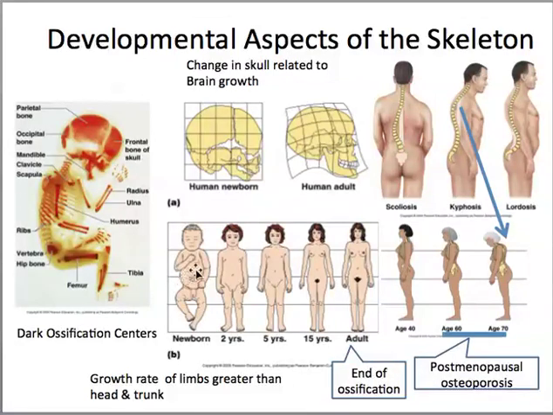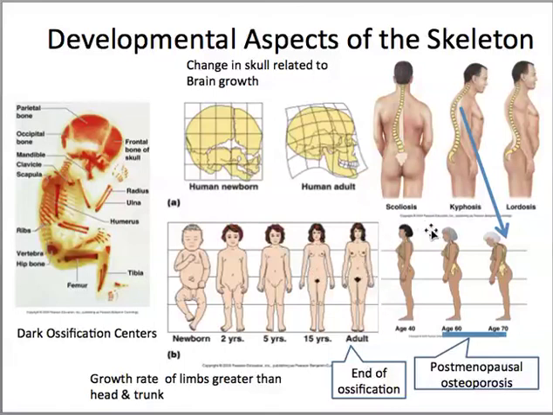Here you can see the changes in skull related to brain growth here. The cranial vault expands to accommodate a much larger brain. And here you can see how the growth rate of the limbs is greater than the growth rate of the head and the trunk, as you have these relative lengths of long bones changing as we go from neonate to infant to prepubescent to teenager to young adult.